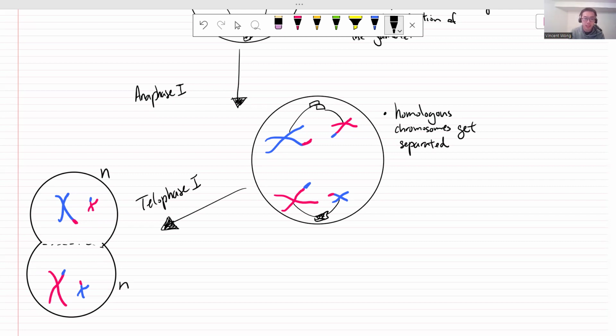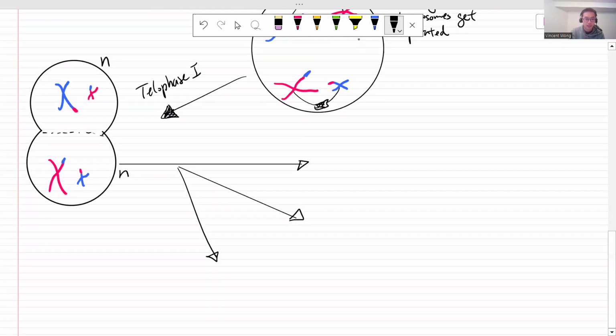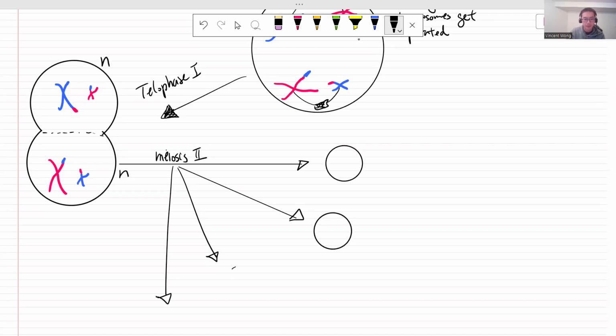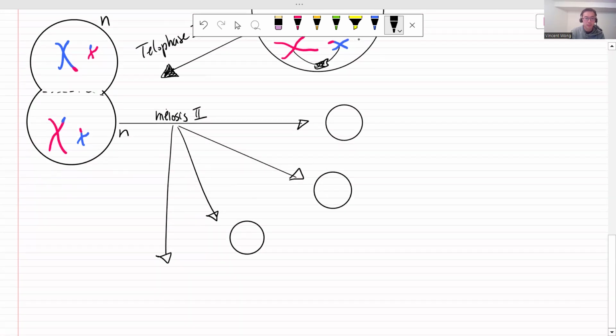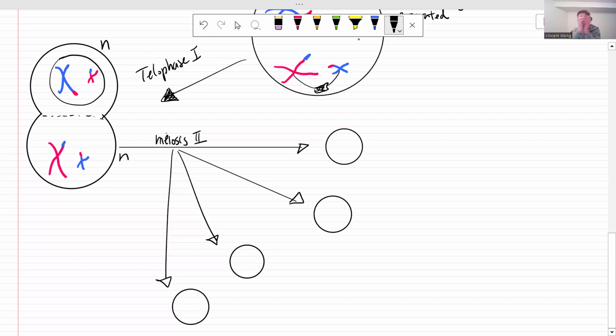Now I'm not gonna go through the whole meiosis 2. Meiosis 2 is exactly the same as mitosis. There's not much difference. But I want you to see this. See if you understand this. So this is meiosis 2. And then we're gonna have cells right here. So each of these are gonna separate, right? Again, in anaphase 2.